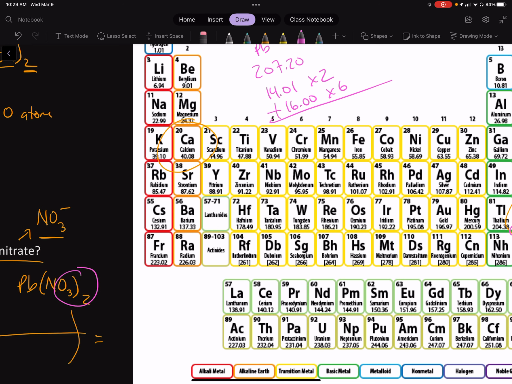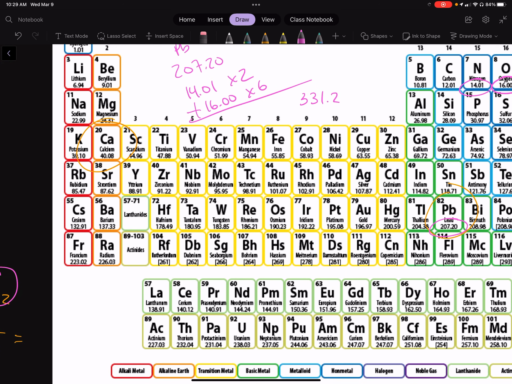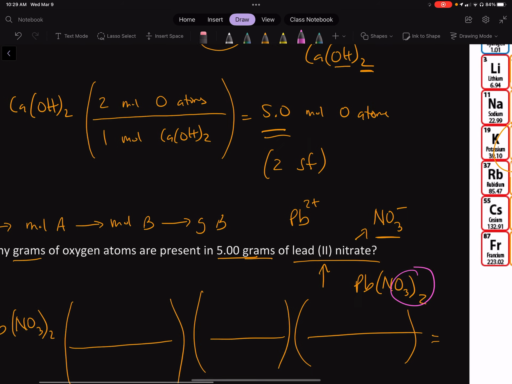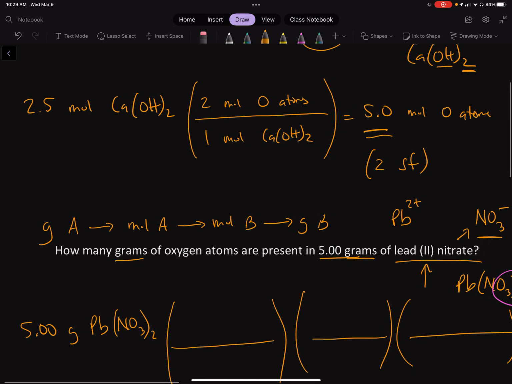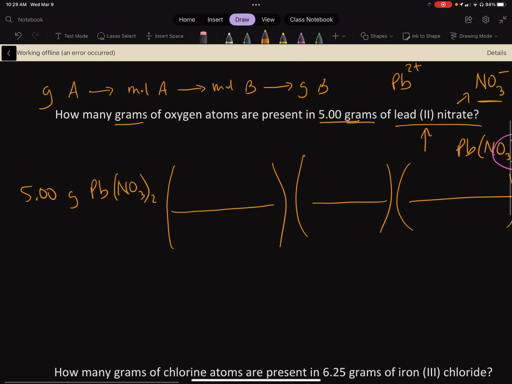When I did that, I got 331.2. The units on a molar mass are always grams per mole. That means that 1 mole of lead(II) nitrate weighs 331.2 grams. That's what goes in our first conversion: 331.2 grams of lead(II) nitrate per 1 mole of lead(II) nitrate.